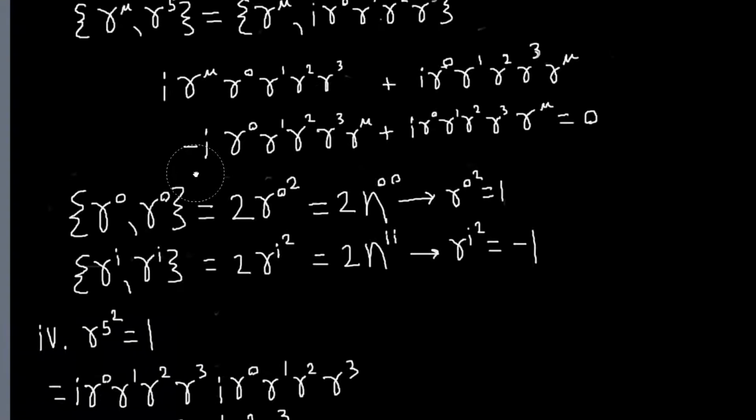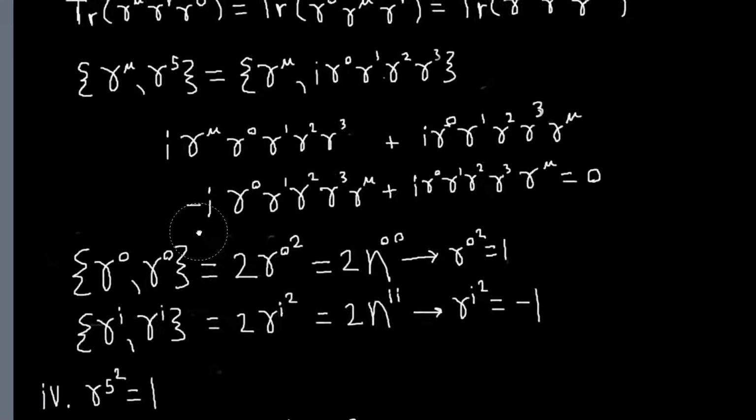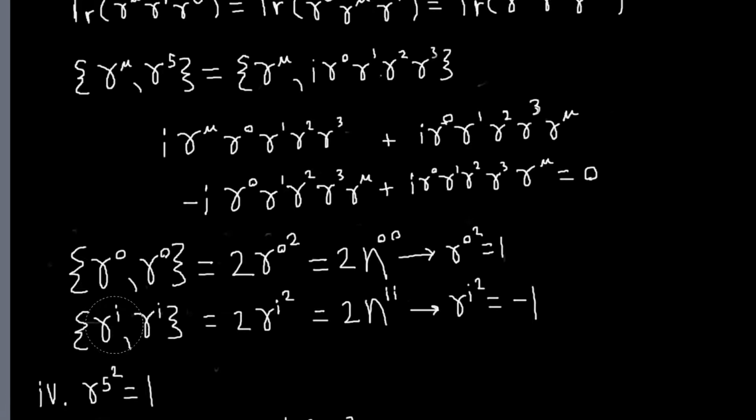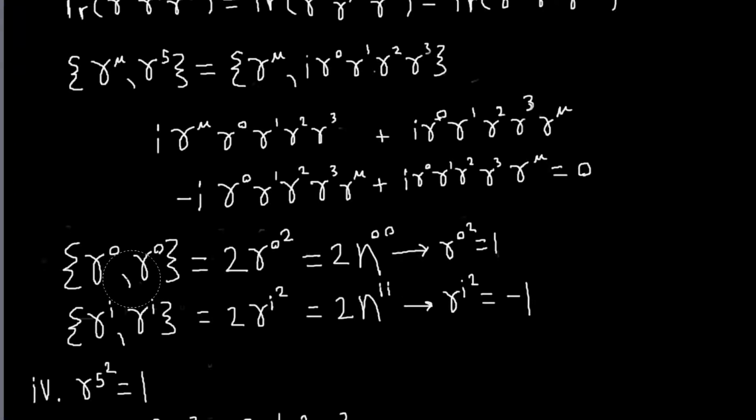Okay, so the first thing I'll do is the fourth problem, which involves just proving that the square of gamma 5 is also 1, or the identity.